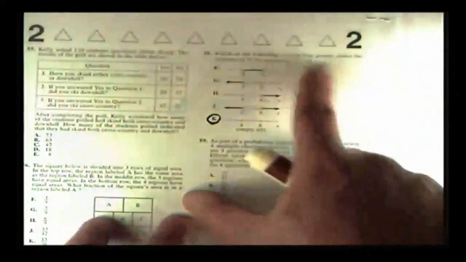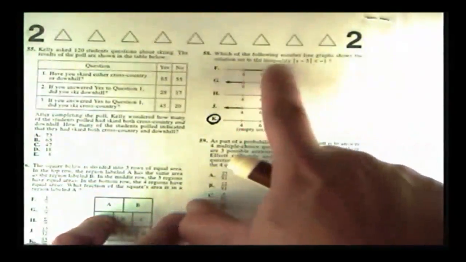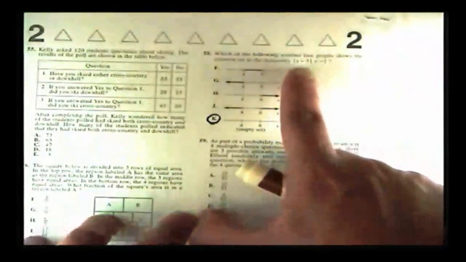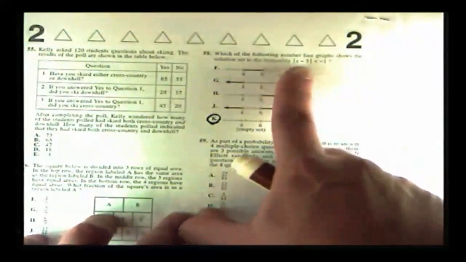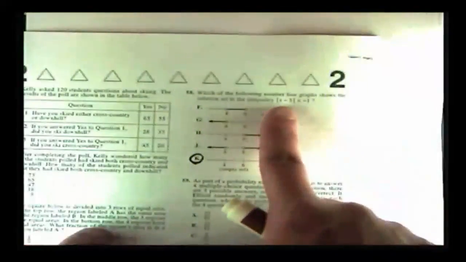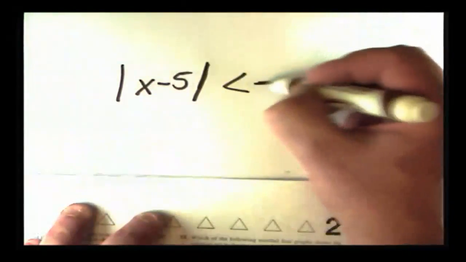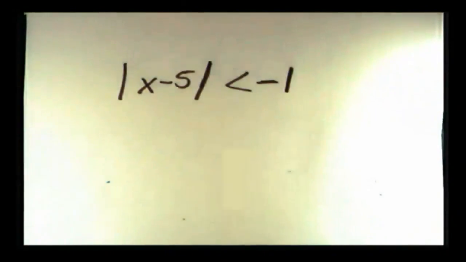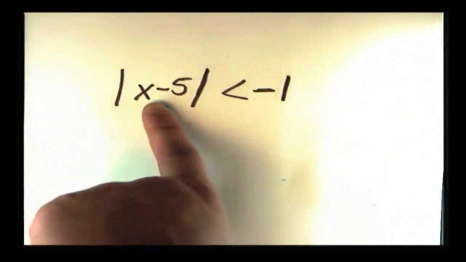We have: which of the following number line graphs show the solution set to the inequality? The absolute value of x minus 5 is less than or equal to negative 1. So we have the absolute value of x minus 5, and it is strictly less than negative 1. If I want to solve this problem, I have to have some tricks to solve for this x and get it all by itself.